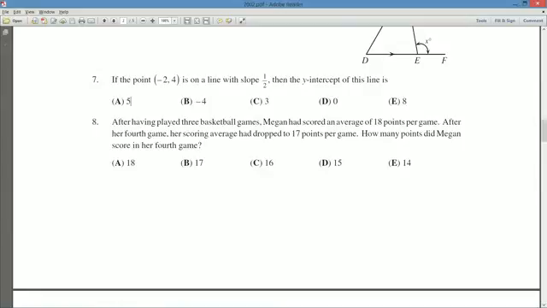We're looking at question number 8 on the 2002 Grade 10 Multiple Choice Cayley contest made by the University of Waterloo. After having played 3 basketball games, Megan had scored an average of 18 points per game. As soon as I see average and points per game, I start thinking of formulas for average. And that's total number of points scored over the games divided by the number of games played. Okay, we'll write that down in a moment, but let's continue reading the question.